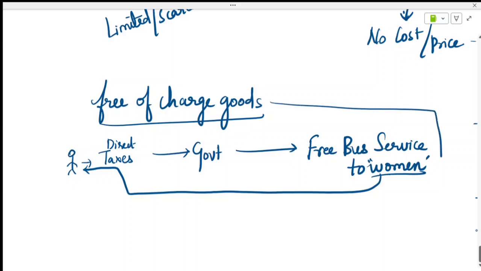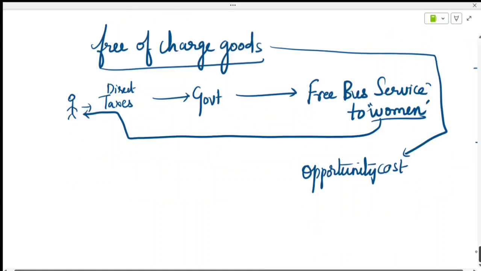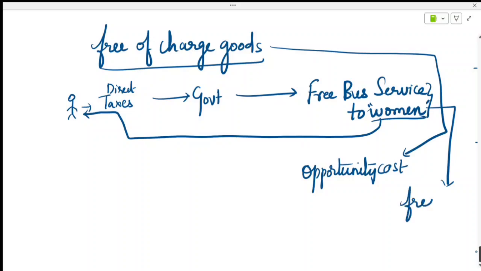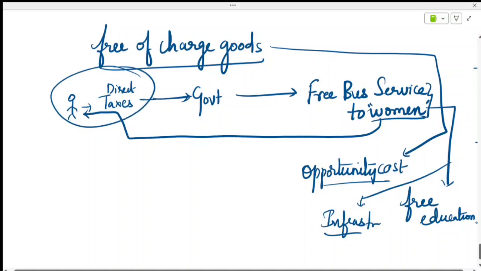So these free of charge goods will be having something called opportunity cost. Every economic good will be having an opportunity cost. So free of charge goods also will be having opportunity cost. Instead of giving free bus service to women, they can give a free education to children. They can use that for infrastructure development. So they have foregone this. So the opportunity cost of this is infrastructure development or free education, right? I'm telling that we are paying taxes, so the government is using that money to give free bus services to women or free education to children. Instead of that, the government can do anything. That's why free of charge goods will be having an opportunity cost. What is opportunity cost? The next best option foregone.